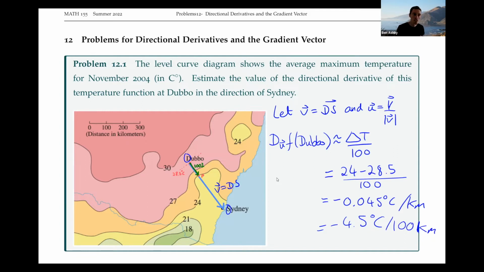So all this is saying is that as we stand at Dubbo, looking in the direction of Sydney, the rate of change of temperature per 100 kilometers is minus 4.5 degrees Celsius.